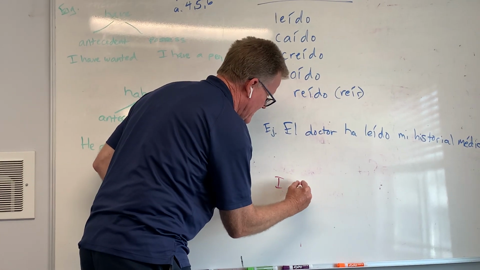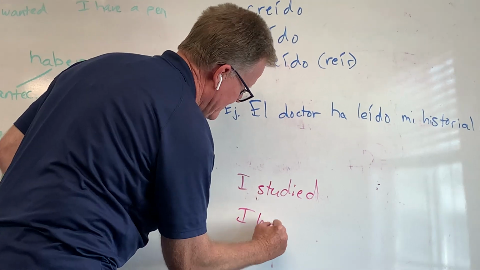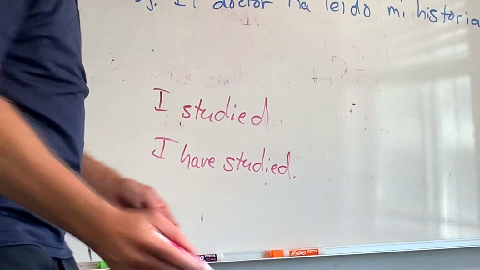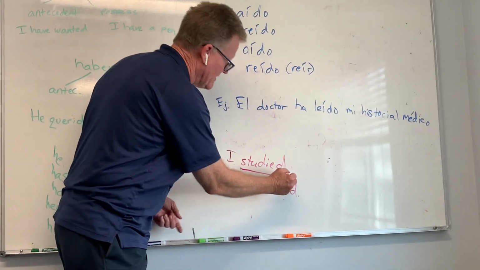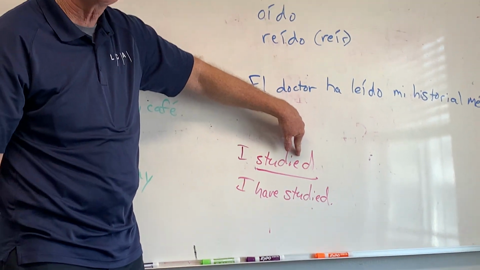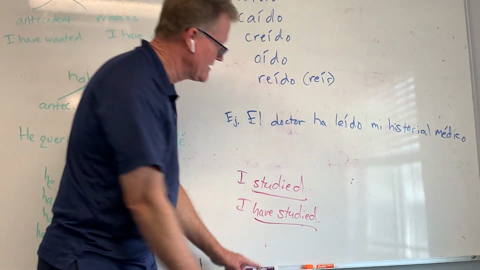I studied and I have studied. Well, there's a slight difference between those two. It's very slight. They're different past tenses, okay? So this is the simple past tense. Remember that the simple past tense in English is usually signified with an -ed, and this is the perfect tense.